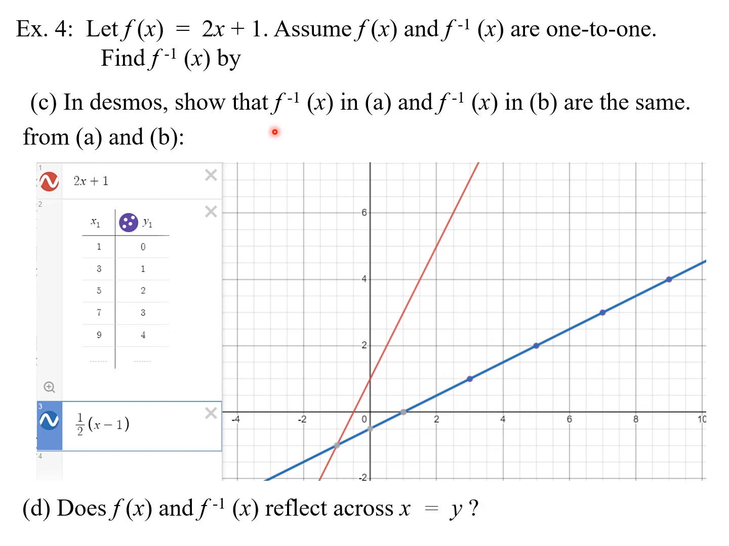And then finally, part D, do the red and the blue reflect across x equals y? Well, if I sketch in x equals y, notice that it is indeed a mirror. These points are equal distance on opposite sides. So whereas this has a data point 5, 2, this has a data point 2, 5, and correspondingly with the other points. So it does indeed reflect.